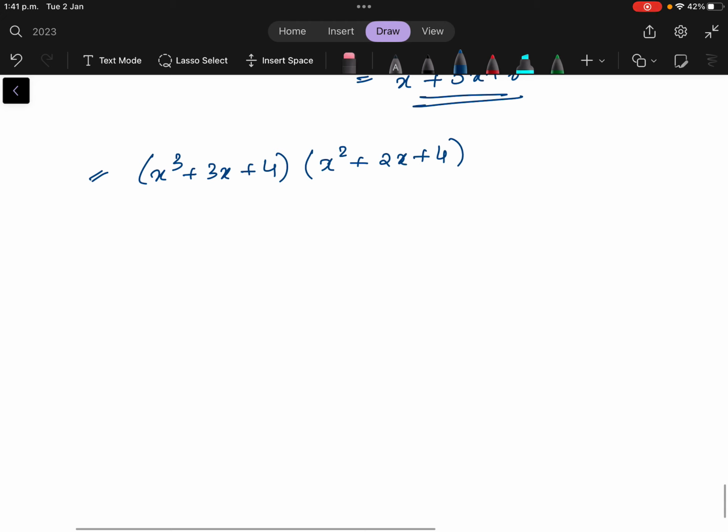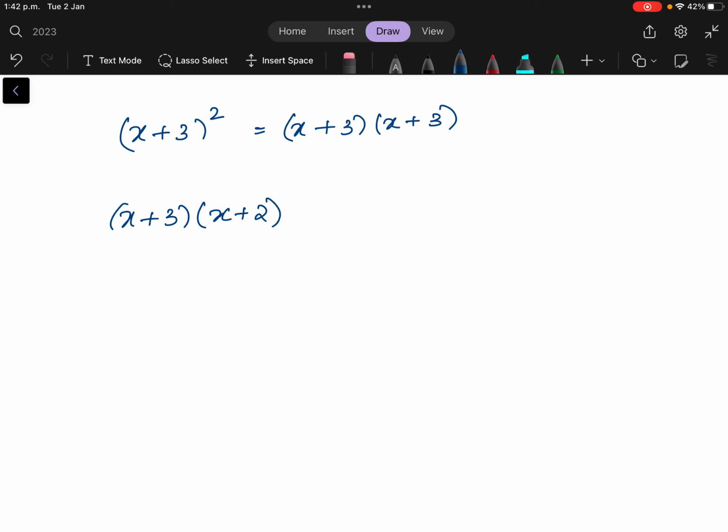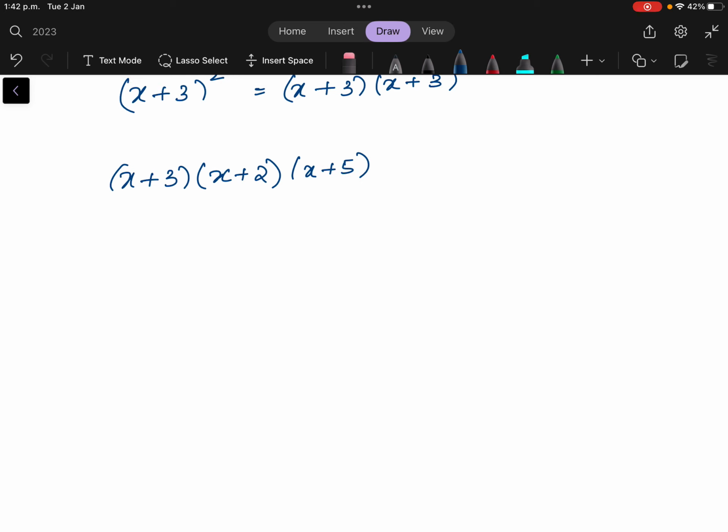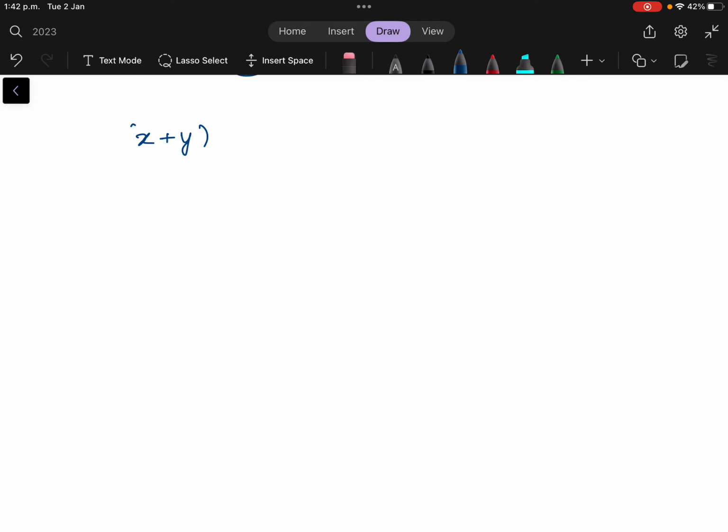Okay, now another one is x plus 3 the whole square. If you have something called x plus 3 the whole square, immediately what you can do is write it as x plus 3 times x plus 3 and then use the previous method to simplify it. Suppose if you have three brackets like x plus 2, x plus 3, x plus 5, these all are junior cert topics. Okay, so if you have three brackets, first simplify these two and then multiply it with x plus 5.